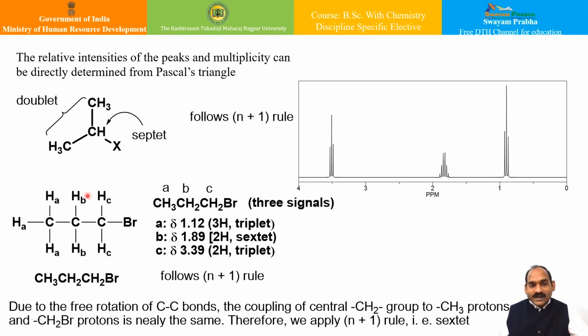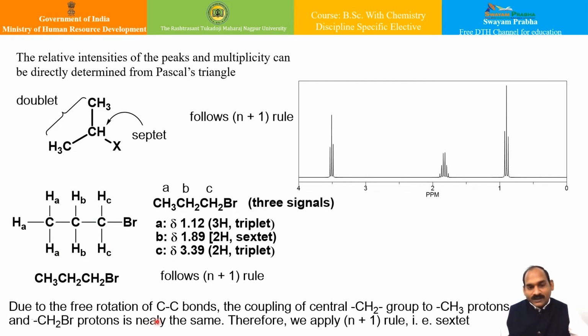Now these 2 hydrogens will be splitting due to the effect of the neighboring hydrogens into a sextet, because these 2 hydrogens are present over here, and these 3 protons are present over here. So 3 plus 2, there are 5, and therefore this B environment proton will split into a sextet, whereas these protons will be splitting into a triplet due to the effect of these 2 hydrogens.